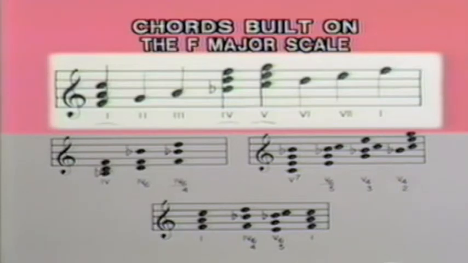Keep the 1 chord in root position. Use the second inversion of the 4 chord. Use the first inversion of the 5-7 chord, and you have the same chord progression in the key of F major.